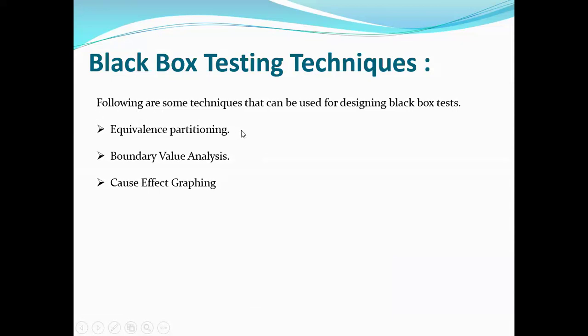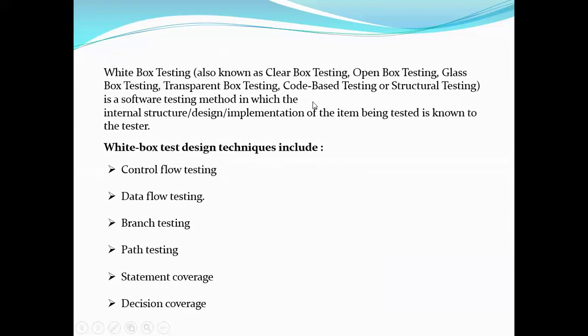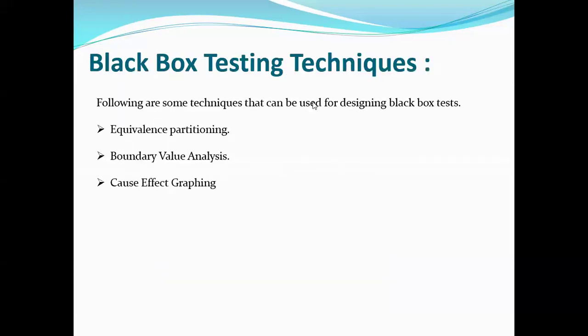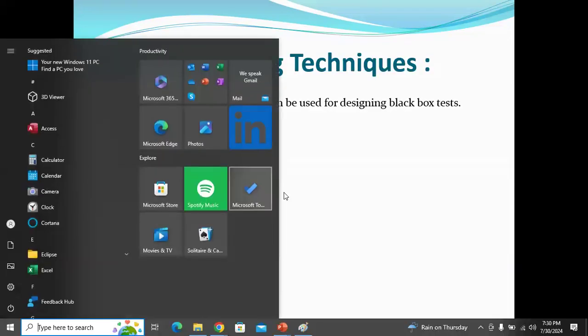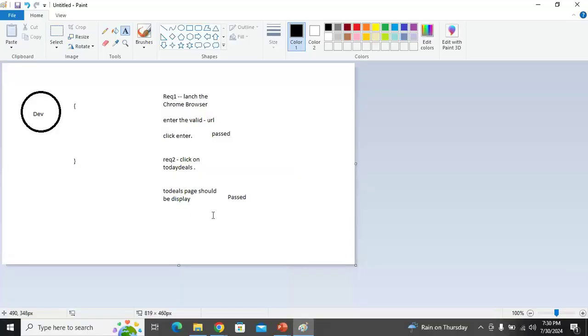So we follow some techniques: equivalence partitioning, boundary value analysis, and cause-effect graphing. We will see these in the project. When the project comes, we will discuss. But I want to tell you one more important example here. BVA. What is called BVA? Boundary value analysis.